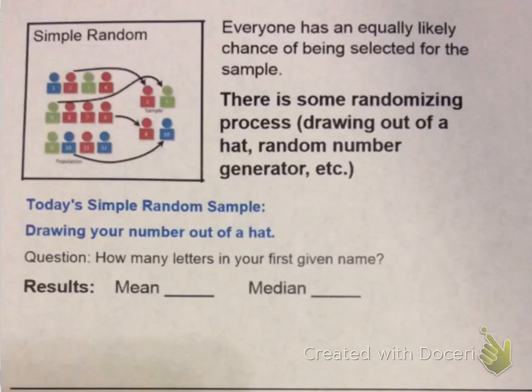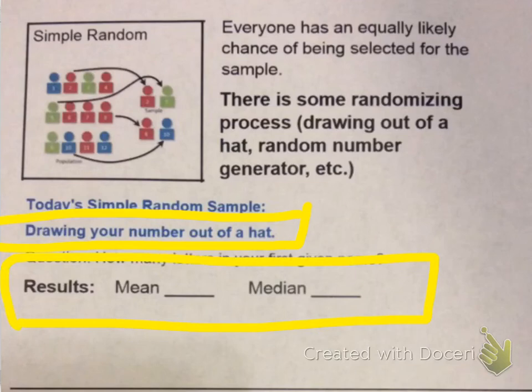So a simple random thing we could use in class today would be drawing your number out of a hat. We could say how many letters are in your first name. As we drew your name out of the hat, we could write the letters in the first name, and we could actually find some results of that data this time. We could do mean and median of the numbers that were pulled out of the hat, or the letters in the names, and we could find median and mode. I'm not going to do that with you today because I'm not there with you in the classroom, but that's kind of what simple random is, where you're going to just draw it out of a hat or use a random number generator, those kinds of things.